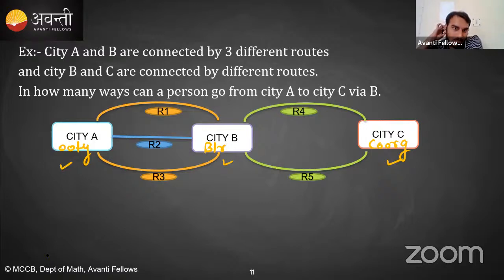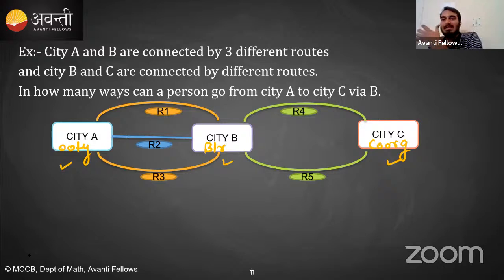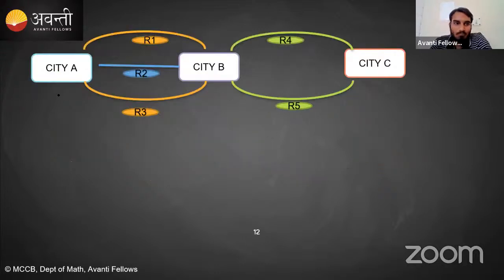Now to understand this, let's start. So tell me, students, how can one reach from city A to city C if that person takes route 1, then route 4? Yes or no?